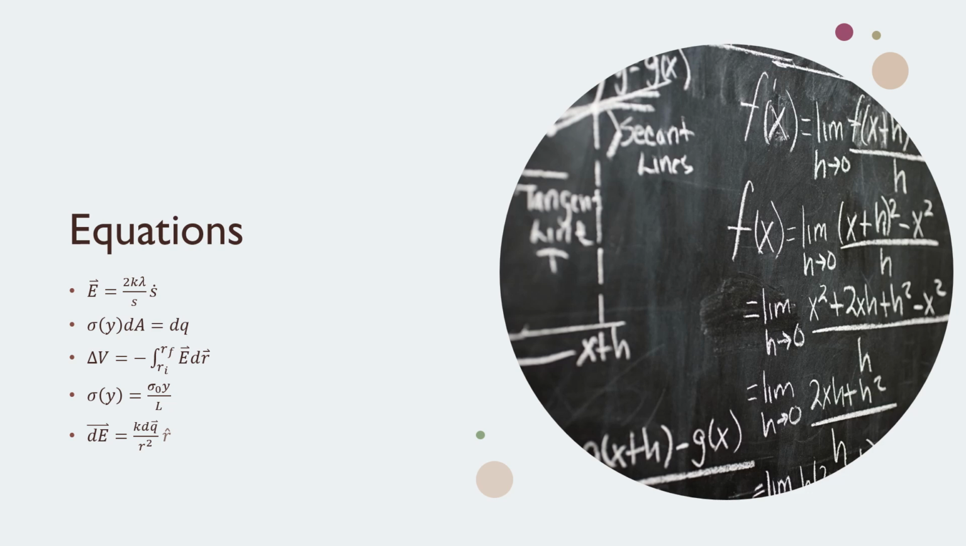And then our second one is sigma times the area, which we inferred would be dx dy, is equal to dq. And then our delta V, which is our change in electric potential, is equal to the negative integral from Ri to Rf of the electric field dr. And then in the equation we are given our sigma in terms of y, which is equal to sigma naught y over L. And then our last equation we have here is our electric field for our object, which is k dq over r squared r hat.